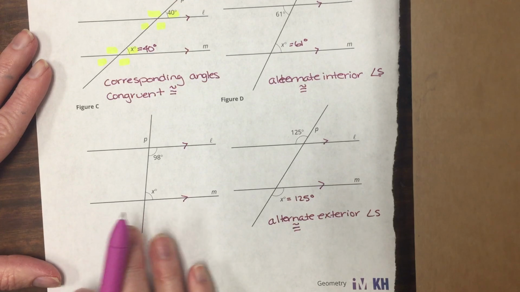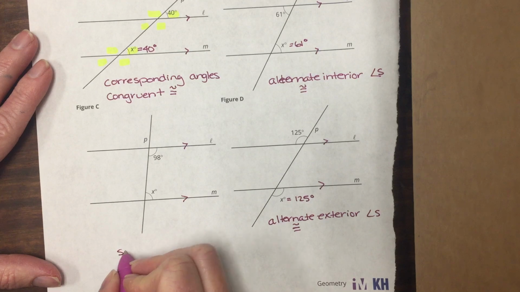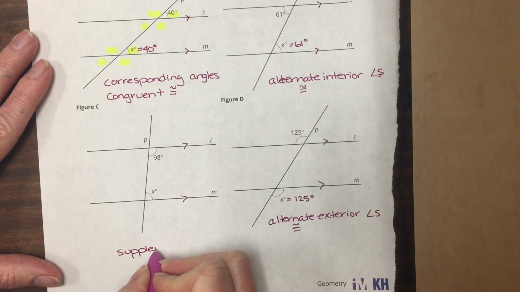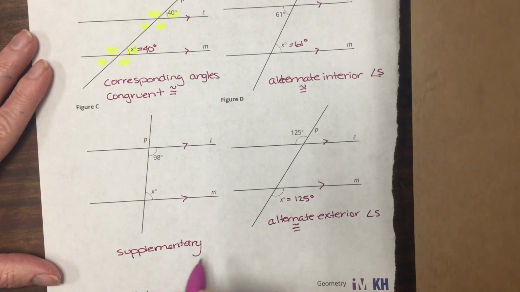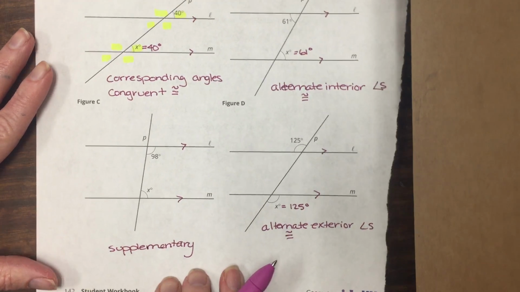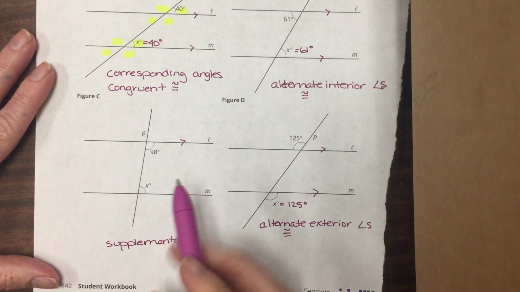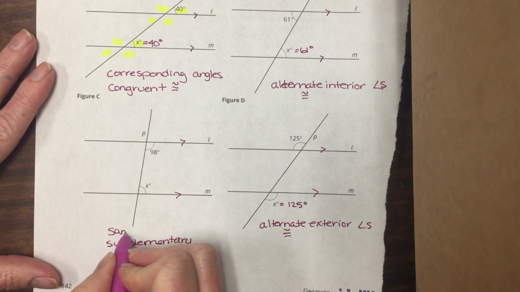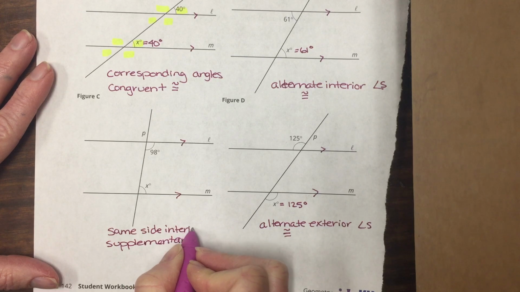So figure C is a different type of angle relationship. When two parallel lines are intersected by a transversal, if angles aren't congruent, then they're going to be supplementary. So in this case, these two angles are going to be supplementary. And I know that from their name. I'm actually going to call them same side interior angles. So these are same side interior angles.